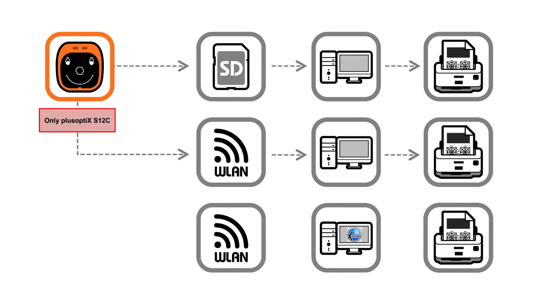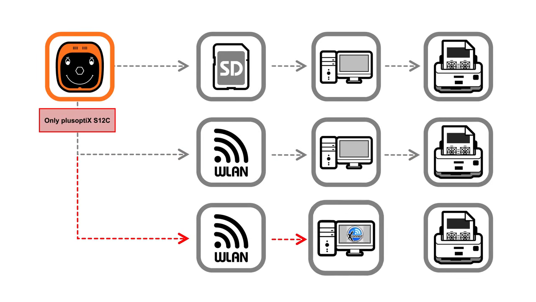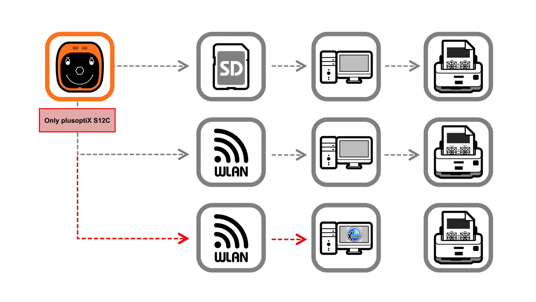The third option is the automated printing of screening reports by using the free software plusoptiX Connect. The plusoptiX S12C must be connected to the network via WLAN too. The screening reports stored on the SD card can now be filtered and printed out automatically on a printer that is connected to your workplace computer.